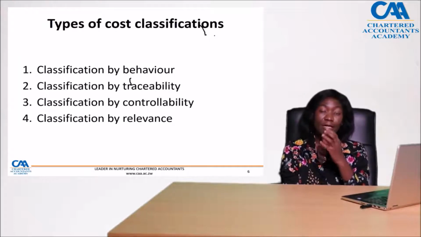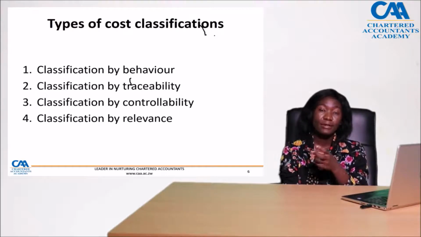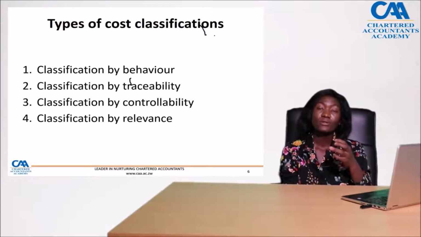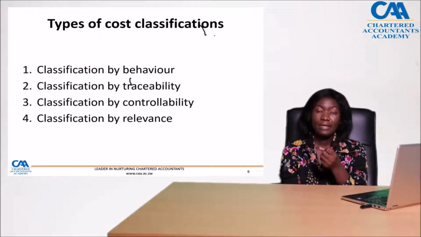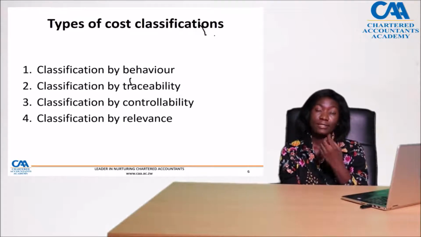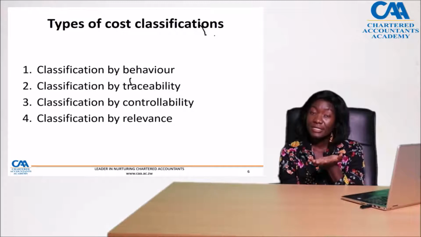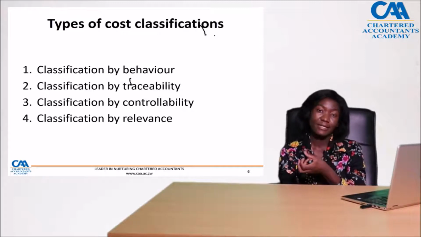Moving on, we have classification by traceability, which means can I trace it to a certain product. From there is where direct costs and indirect costs come from. In the same bracket, we have what we call manufacturing and non-manufacturing costs.